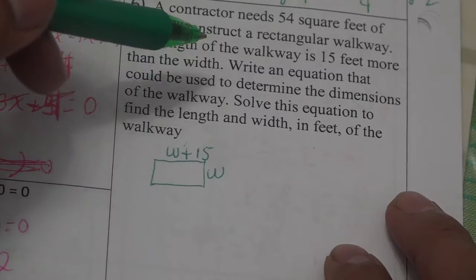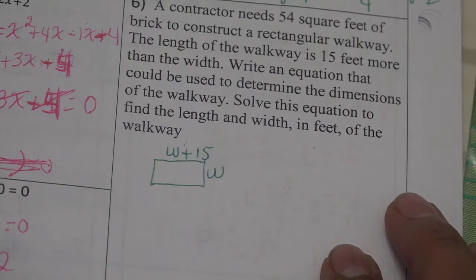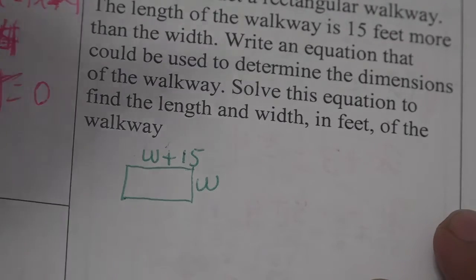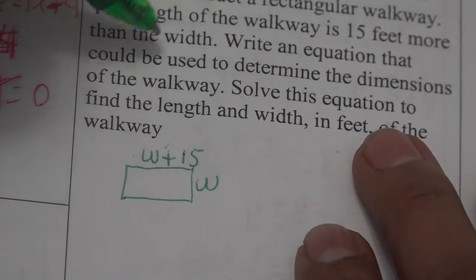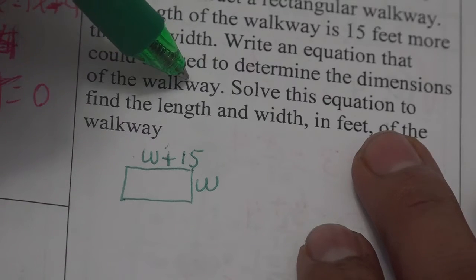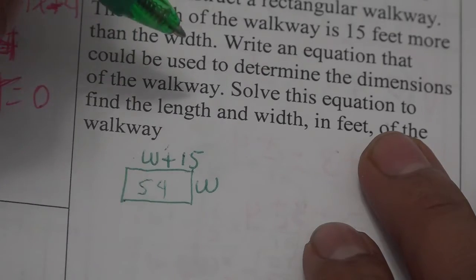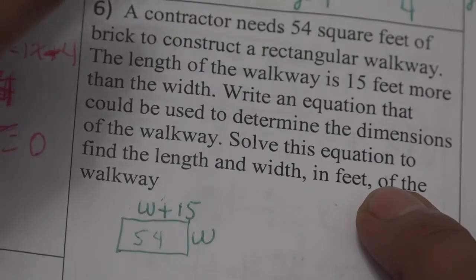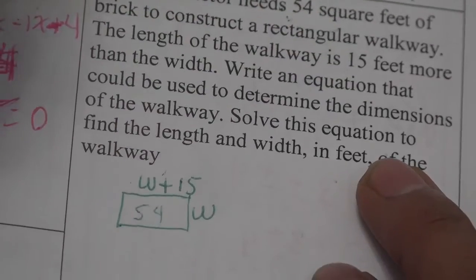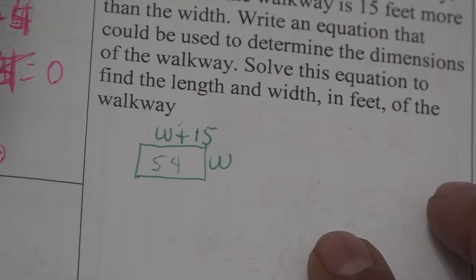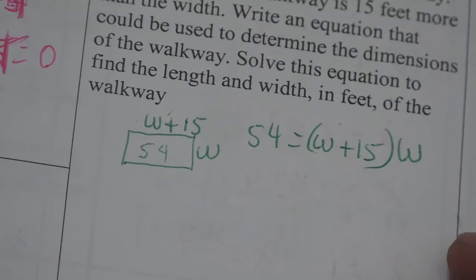Alright, so now watch this. Let me zoom in, let me see if I can zoom in. Write an equation that could be used to determine the dimensions of the walkway. Well, what do I know? That the area of this walkway is 54 square feet, because it says it at the beginning of the problem, right here. So I'm gonna write an equation in terms of the area. The area is 54 square feet, and it is obtained by multiplying the length times the width. Am I making sense?